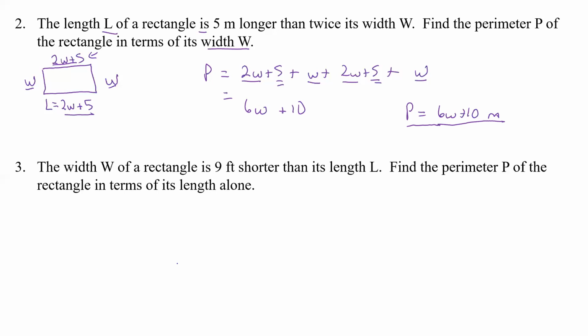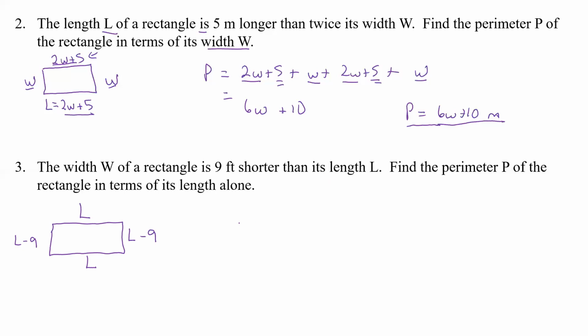The width W of a rectangle. Okay, so we're doing a rectangle again. Is 9 feet shorter than its length. So find the perimeter of the rectangle in terms of its length alone. All right, so if this is our length, the width is 9 feet shorter than that. So L minus 9, 9 feet shorter than the length. Okay, so that's the two expressions they've given us. And so that means that's still L, and this is L minus 9.